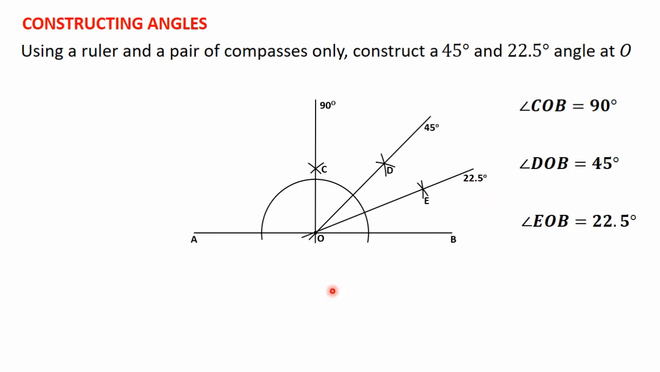So in order to get a 90 degrees angle, you first construct a semicircle, which will give you a 180 degrees angle. Then you bisect that 180 degrees angle to get the 90 degrees angle. To get a 45 degrees angle, you bisect the 90 degrees angle. And to get a 22.5 degrees angle, you bisect the 45 degrees angle.